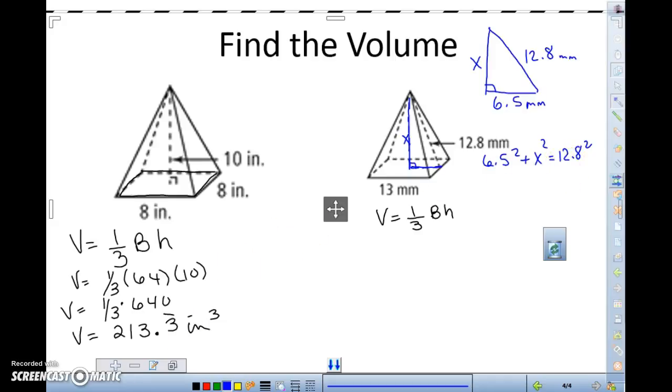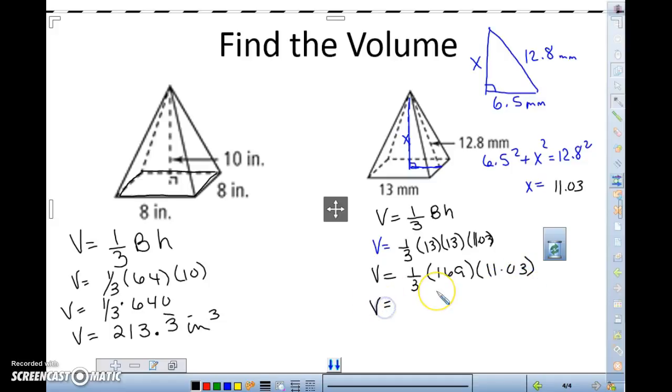All right, I'm going to give you a few minutes with your partner. Okay, so the height's 11.03, then we're going to just find the volume. So 1/3, 169 times 11.03. I'm going to type it in the calculator here. 621.4.